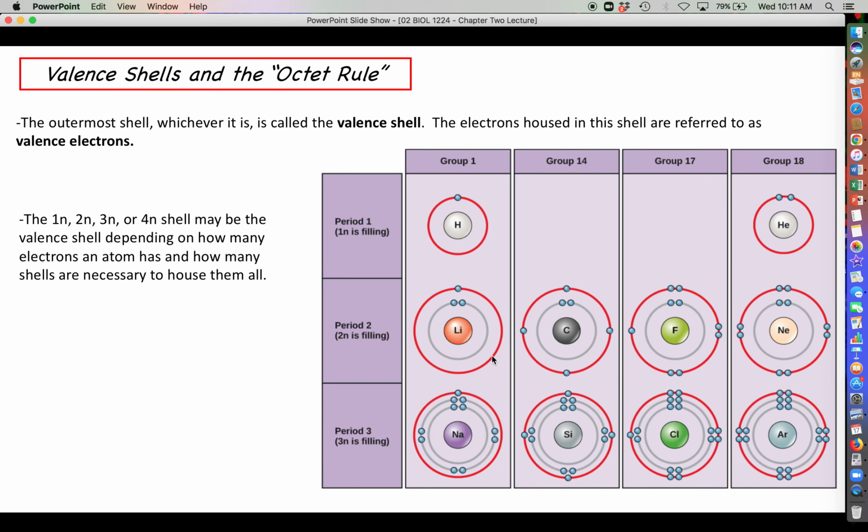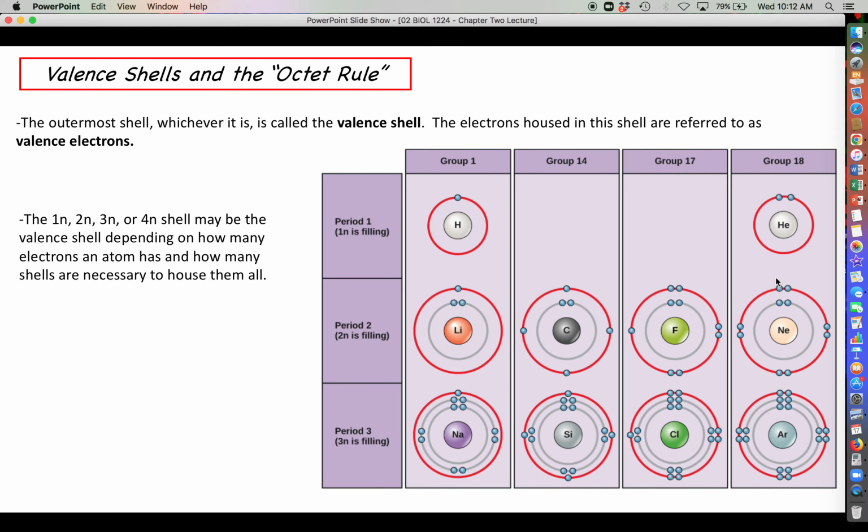Lithium, though, has 3 total electrons, so the first 2 go in the first energy level, and that leaves the remaining 1 electron in its valence shell. So lithium would have 1 valence electron. Carbon has 4 valence electrons, fluorine has 7 valence electrons, and neon has a total of 8 in its valence shell as well.